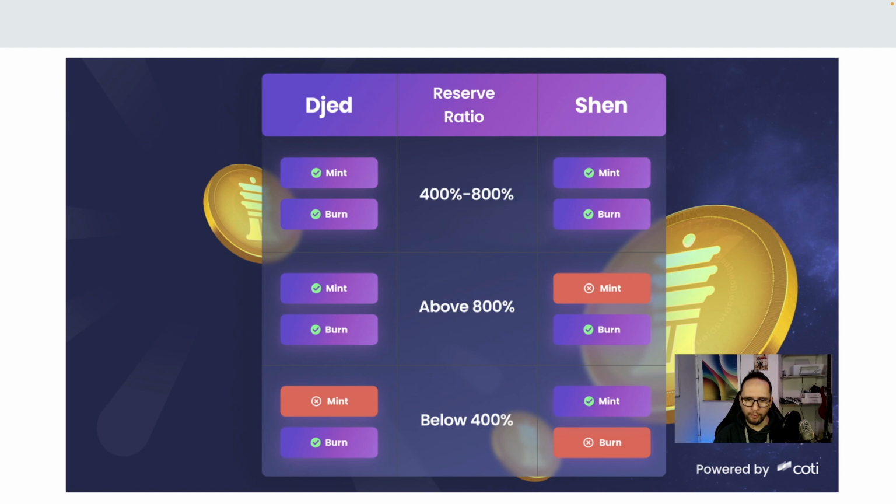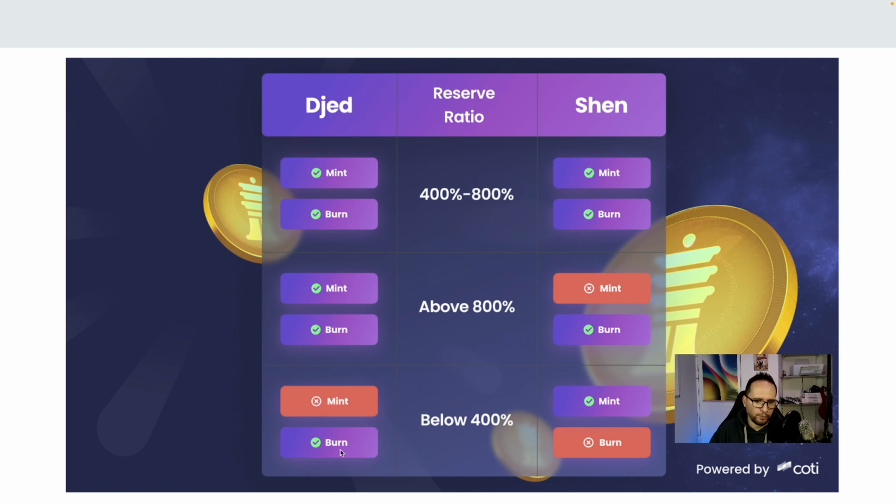But let's go from the bottom to the top, because I think that's what makes more sense. Let's start from the bottom, because that's the initial condition, right? When COTI will officially launch Djed and the smart contract is empty. Obviously, the collateral is not there, so it's going to be below 400%. So it means that we are not allowed to mint Djed.